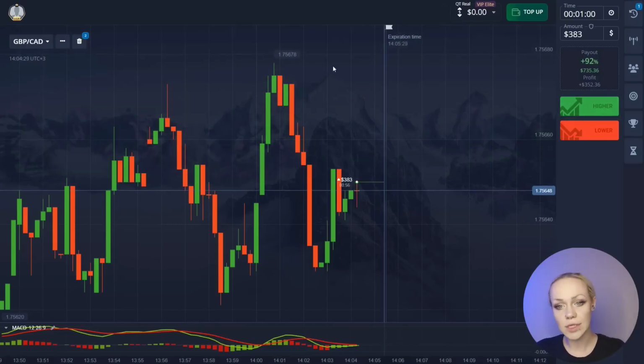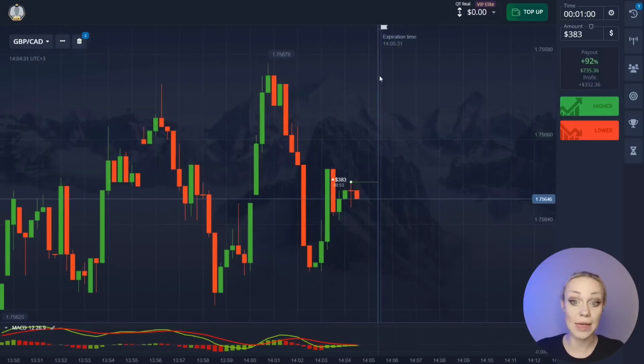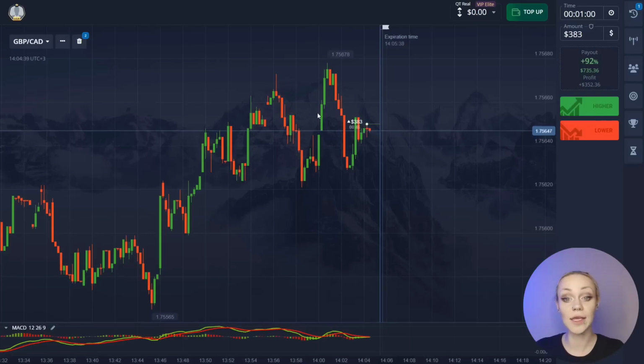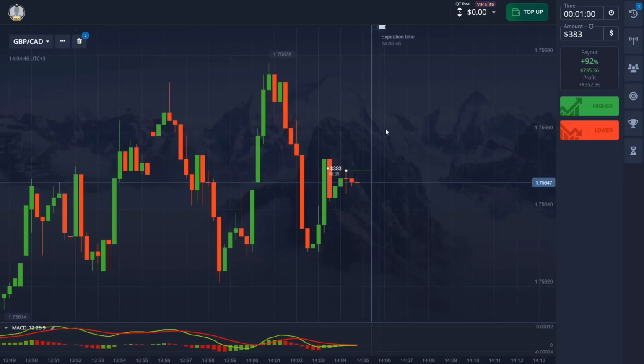There's still a long distance to the last price maximum. At the same time, we see a large number of impulse green candles on the chart. Therefore, I think that in the near future, the price will still show growth.